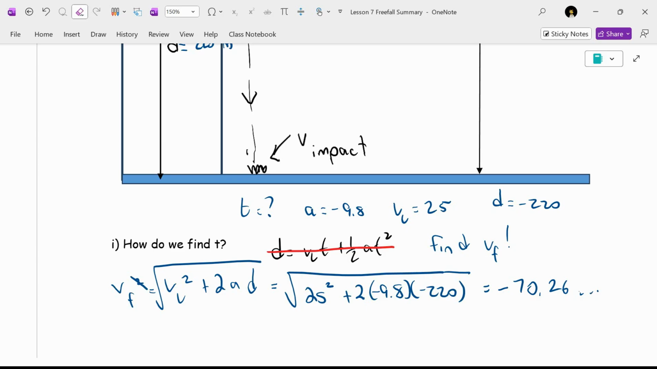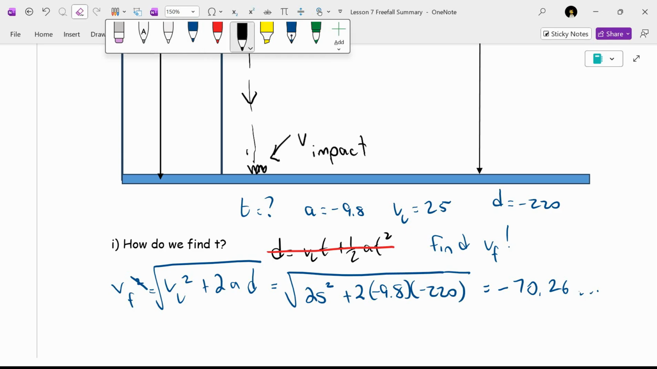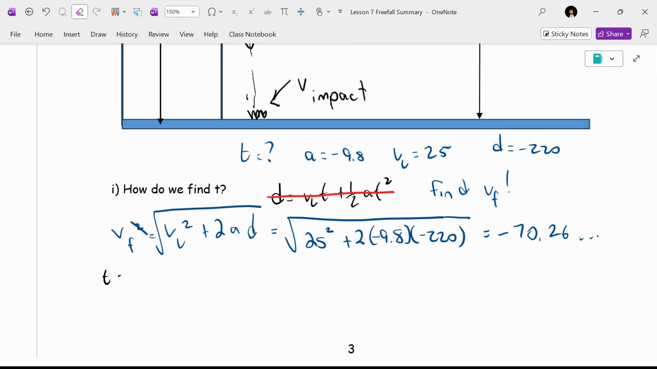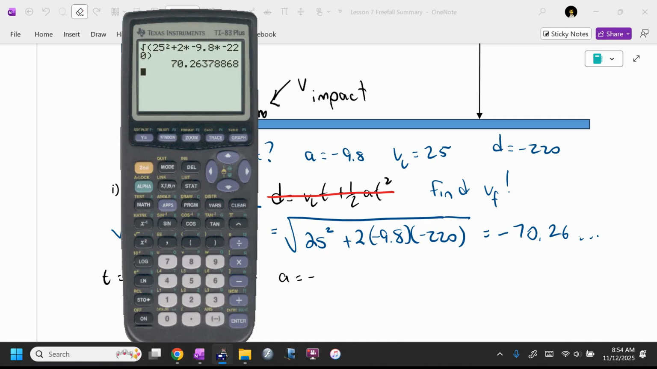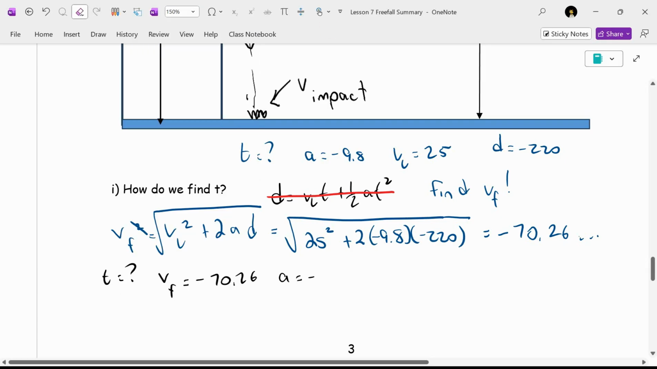Now, how does that help me to find time? Now that I have VF, I want to find time when VF equals negative 70.26, A equals, did I round off properly? It's probably more digits. I'm using my answer button so I don't care. Yeah, negative 70.26, A equals negative 9.8, VI equals 25. I'm not going to use D. Destiny, which equation has a T, a VF, an A, and a VI in it?